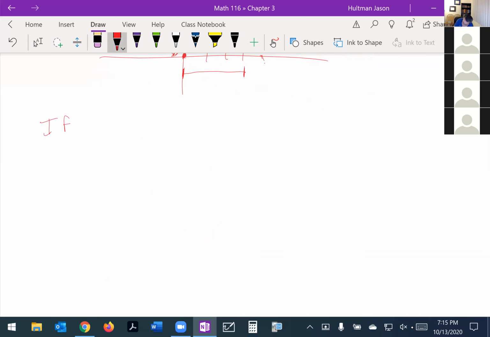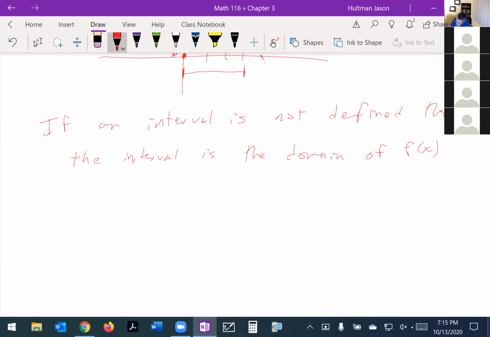Okay, if an interval is not defined, then the interval is negative infinity to infinity. It's just saying, if you're in your domain, it's the entire domain of f of x. I'll just say then the interval is the domain of f of x, because the domain of f of x isn't always negative infinity to infinity.